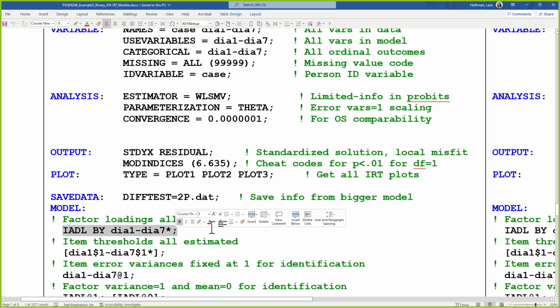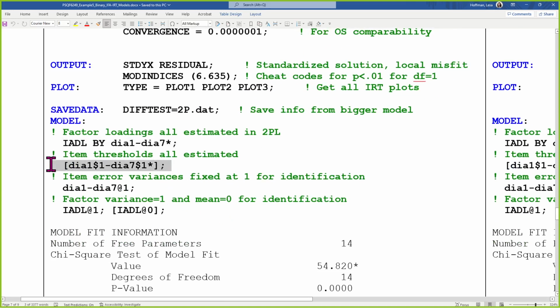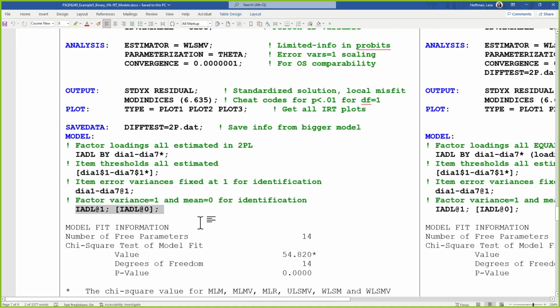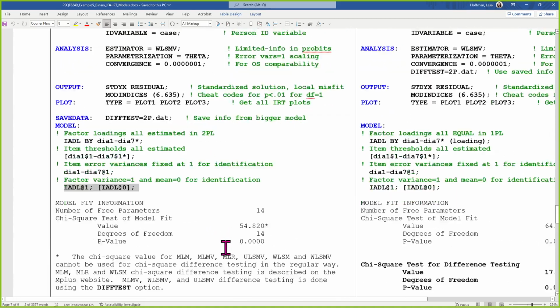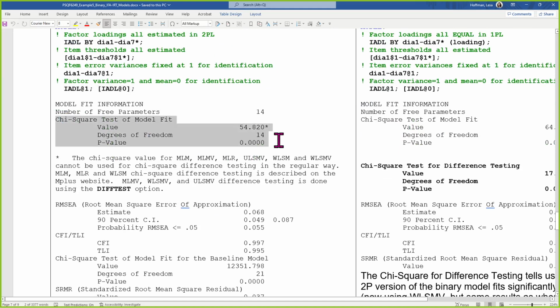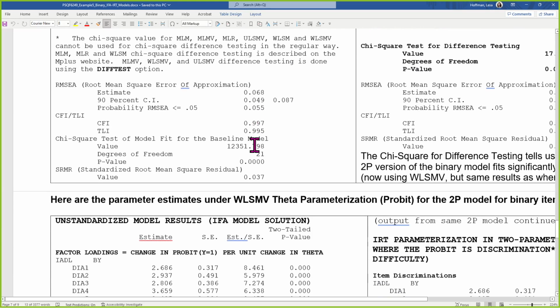So loadings all estimated. Thresholds all estimated. That's what $1 means. It's the first threshold for each of these items. There is only 1 threshold as of right now. Error variances are fixed to 1 for identification. And then the factor variance is 1 and the factor mean is 0. So now we have the chi-square test of model fit. It says not great. What do you think about the others?